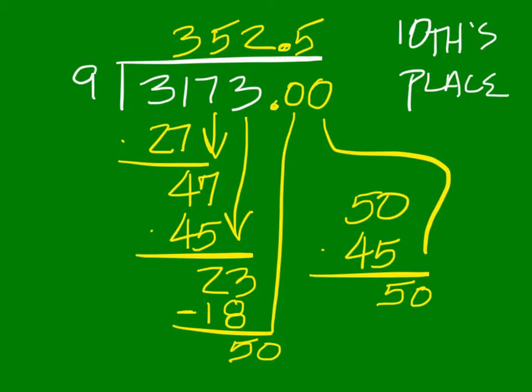How many times does 9 go into 50? 5 more times. Alright, so we've made it out one more place than what we're rounding to. What do I do next? See if the number next to the 10th place is 5 or greater. Right, this number is 5 or greater, so this bumps up to 6. So your answer is 352.6.